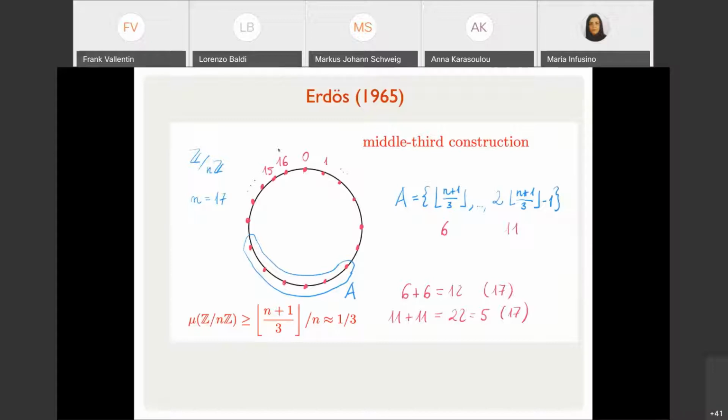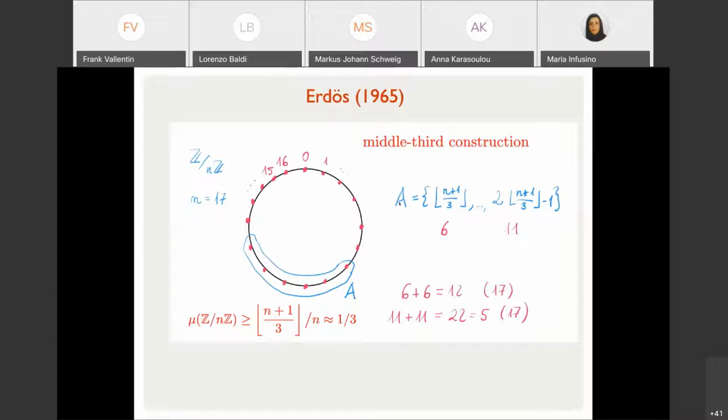So how does the middle third construction work? It gives us a product-free subset inside of the cyclic group. But of course, now it's a cyclic group, and it's better to write it with plus. So we are talking about a sum-free subset in this setting. And yeah, we take the cyclic group, we take all the elements here on the cycle, and then we take the middle third, A here.